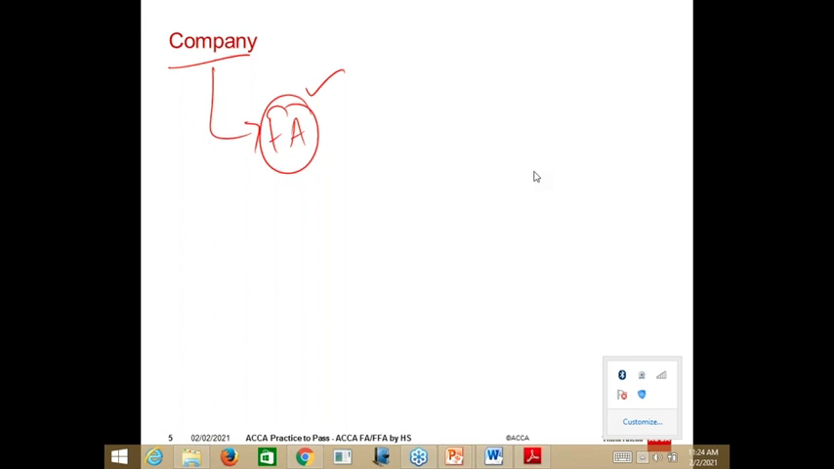Partnership will dissolve because there is no existence of the partner. But the company is not dependent on the owners. That is the concept of perpetual succession.